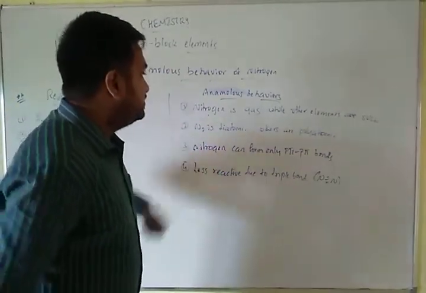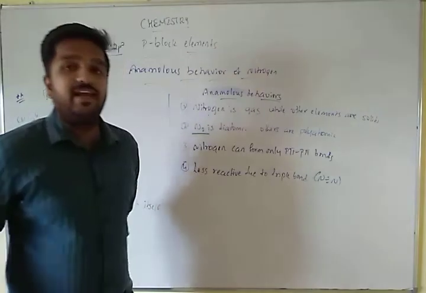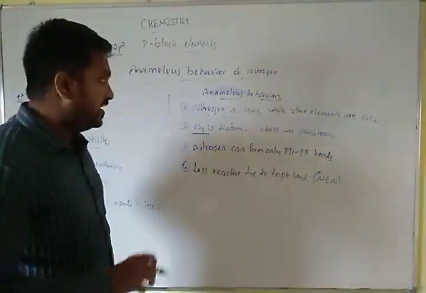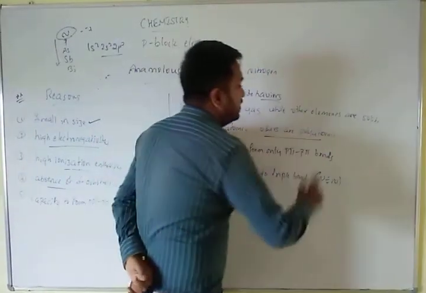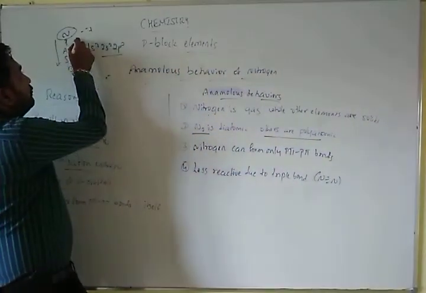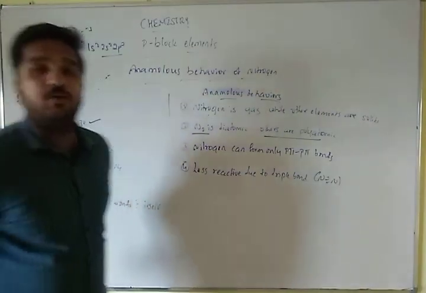The second one is nitrogen is diatomic. It exists in the form of molecular nitrogen, N2, that is diatomic. But all others are polyatomic. For example, phosphorus exists in the form of P4. So it is polyatomic.